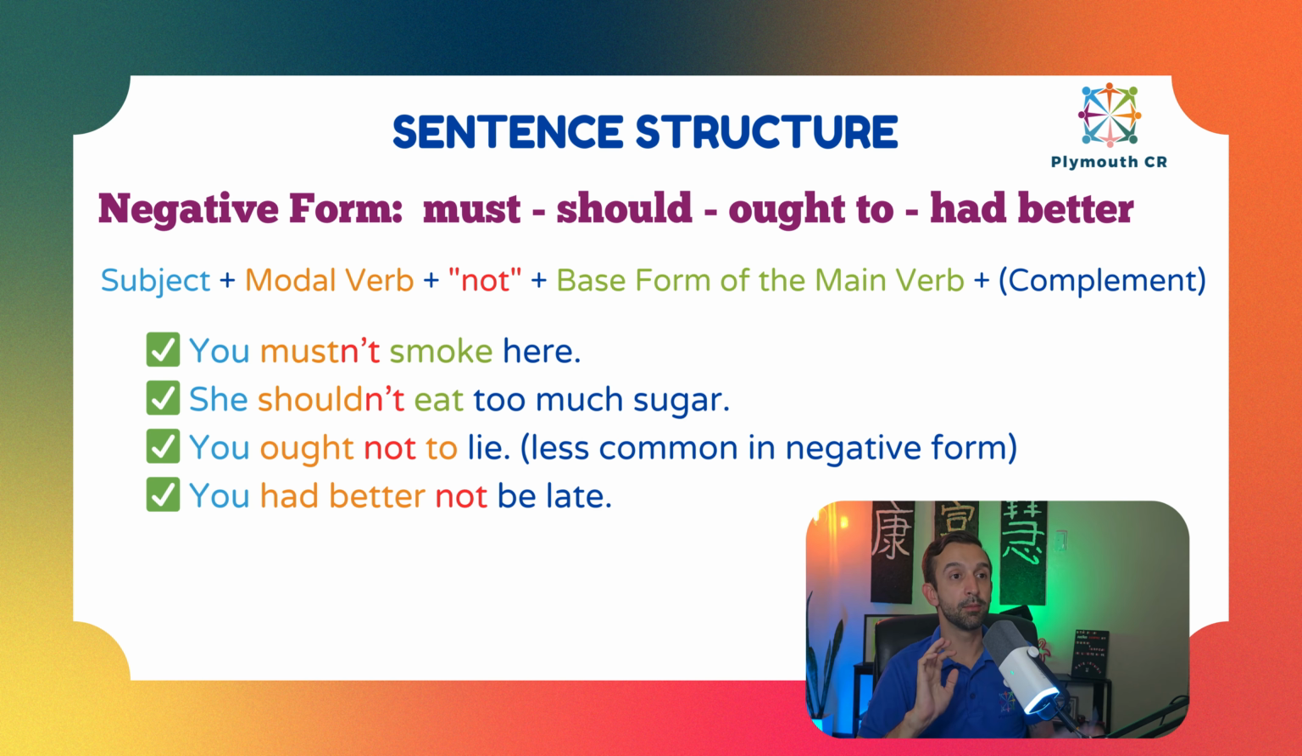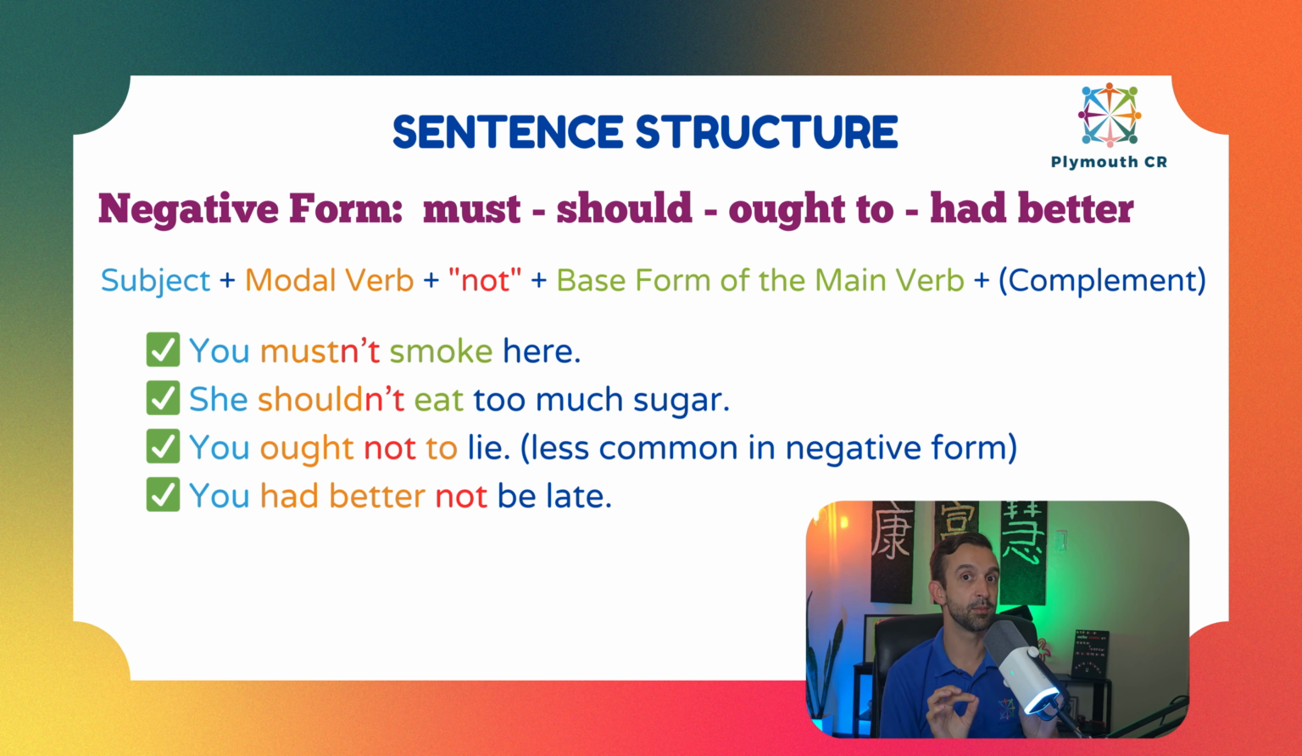Okay, I am going to talk about the sentence structure in the negative form for these four specific modal verbs: must, should, ought to, and had better. For these four, we're going to have the subject, the modal verb, then we're going to add not and the verb in the base form. So you mustn't smoke here. Must not is the same. You shouldn't eat too much sugar. You ought not to lie.